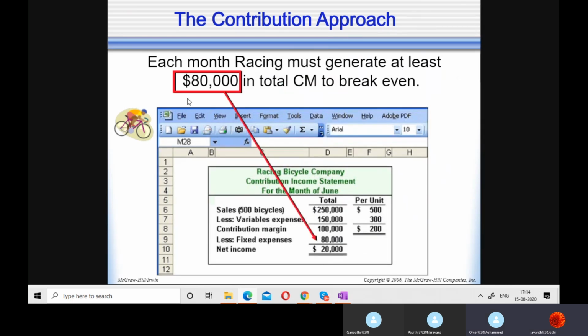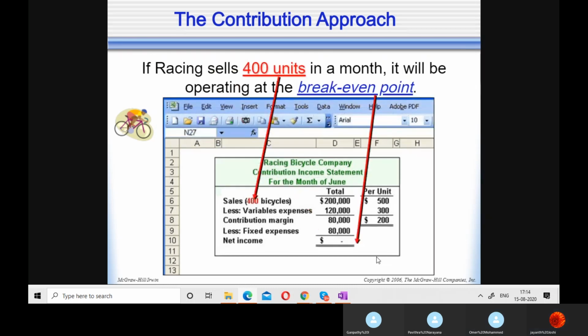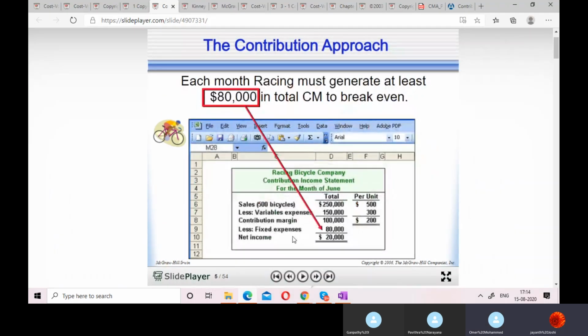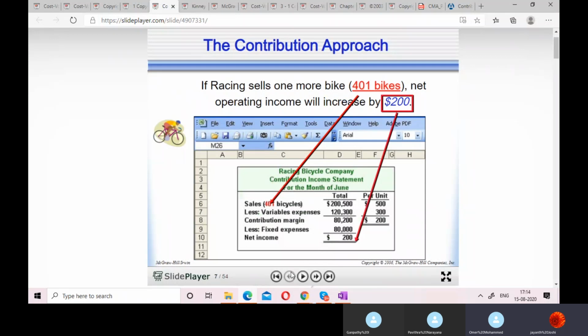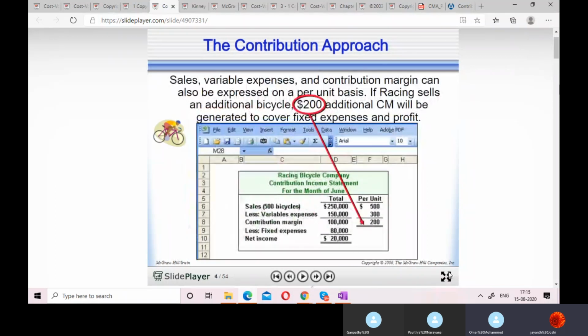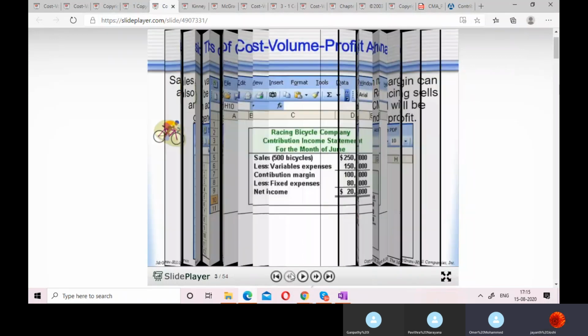And here again, each month Racing must generate at least 80,000 in total contribution margin to break even. So if you want to break even, at least 80,000 is what you're going to spend, that is the fixed expense. You'll get the net income from that. Suppose 80,000 is your fixed expenses, and contribution is also 80,000, then what you're going to get is the break-even point. Just a second, we'll come back to that. We'll come to the example.